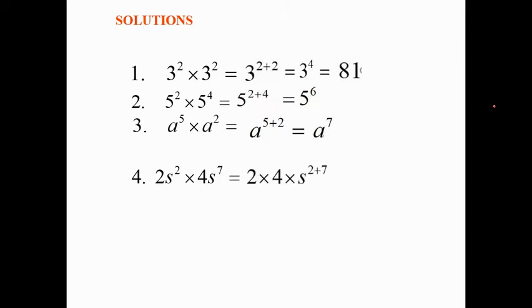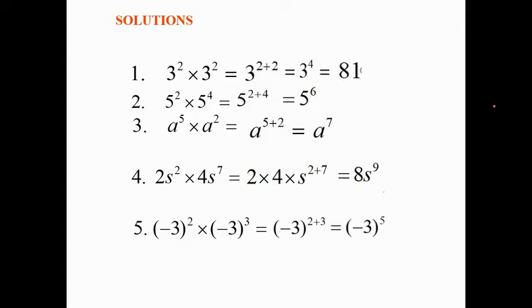That's right, I'm going to get 2 times 4, and then the exponents are just with the s, so they get added together. So I get 8s to the 9. Let's take a look at this. Even though they're -3, I still get 2 plus 3, which is -3 to the 5th, which is -243.